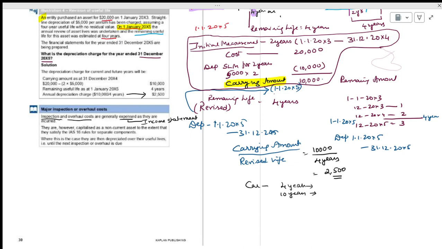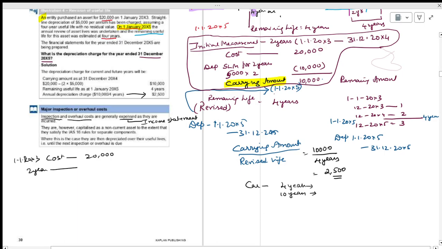Okay. There, however, are some things which have to be capitalized. What is capitalized? See, take the example. You have the cost. How much do we have? Take the same example, 20,000. You bought it on 1/1/2003. 2 years have passed. 10,000 is over. Now the remaining amount is how much? 10,000.